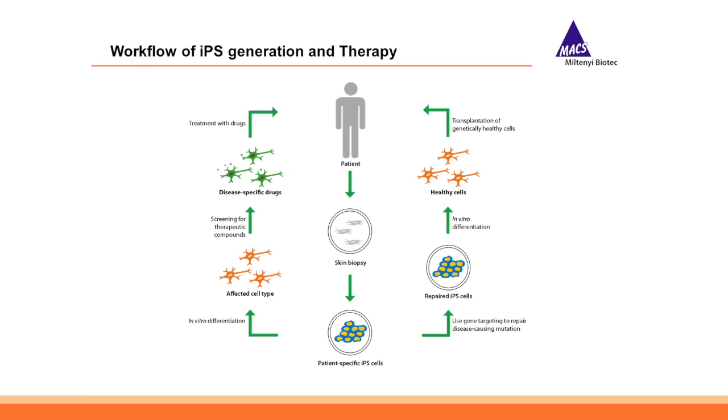The other way around, if you have a known disease mutation, you can take these patient-specific iPS cells and repair them, then go on with differentiation, and then you have your healthy cells. This you can use for transplantation into the patient, and this eliminates the danger of immune rejection.